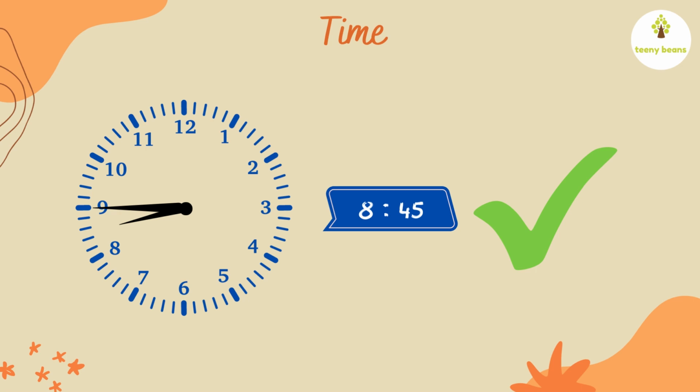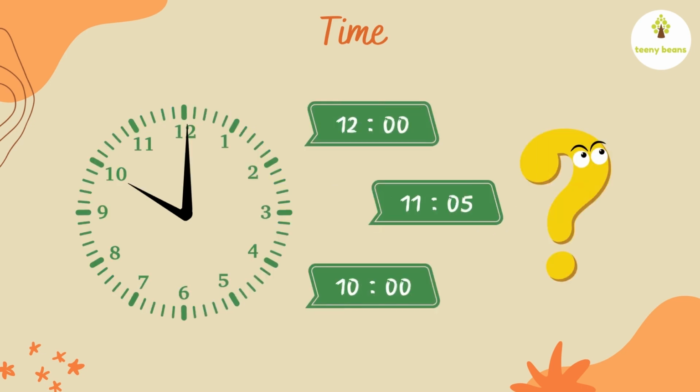This means we are 45 minutes past 8. Or we can say that it is 8:45. Or we are 15 minutes away from 9. Good job. In the next example, where do you think the hour hand is pointing to? It is pointing to 10, isn't it? And where is the minute hand pointing to? The minute hand is pointing to 12.